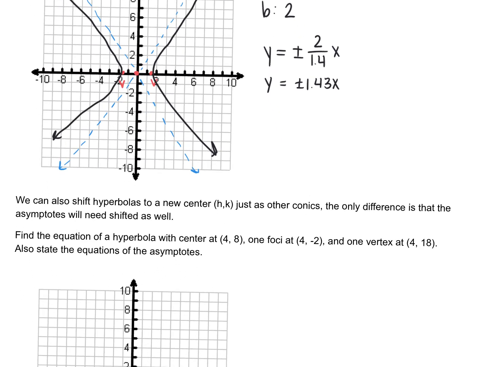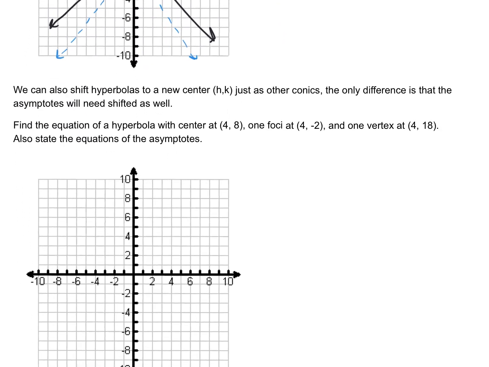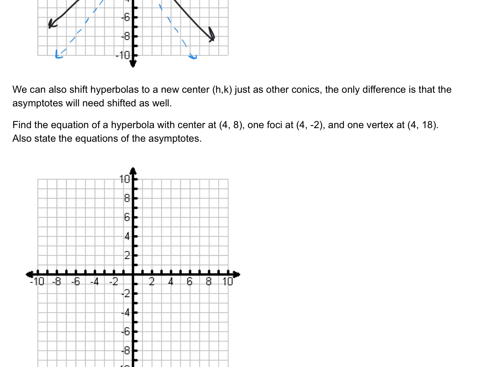Okay. So similar to ellipses, you can shift hyperbolas to a new center, (h, k), where that becomes our center. And the difference here is that the asymptotes have to shift as well, because the asymptotes always start at wherever your center is. So in our example, we have: find the equation of a hyperbola with a center at (4, 8), a focus at (4, -2), and that should say a vertex at (4, 10). And then we'll also state the equations of the asymptotes.